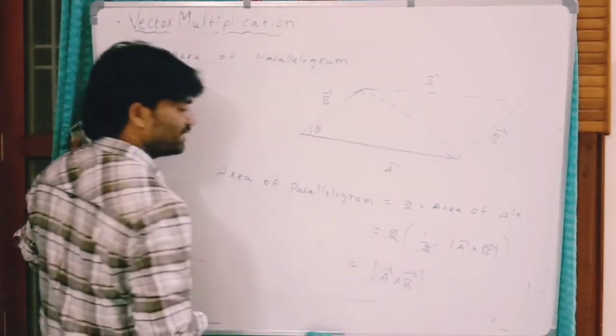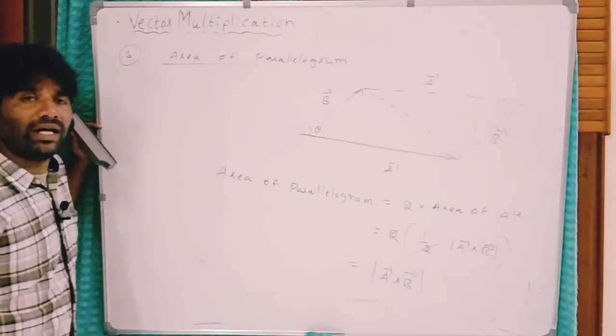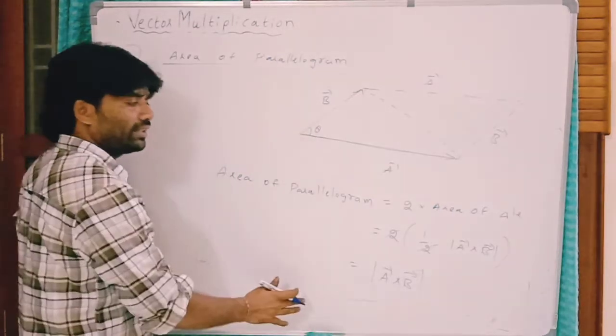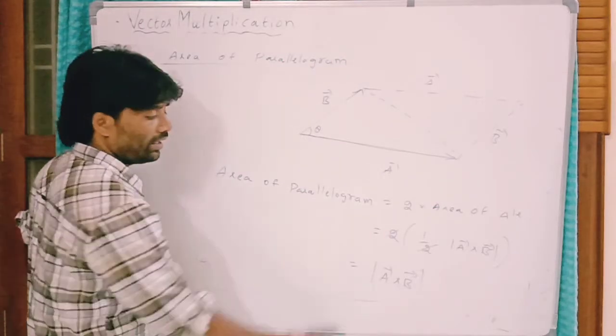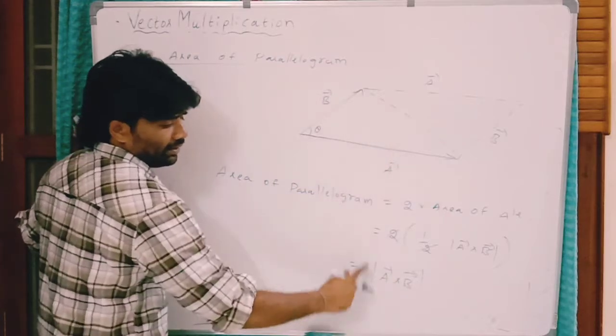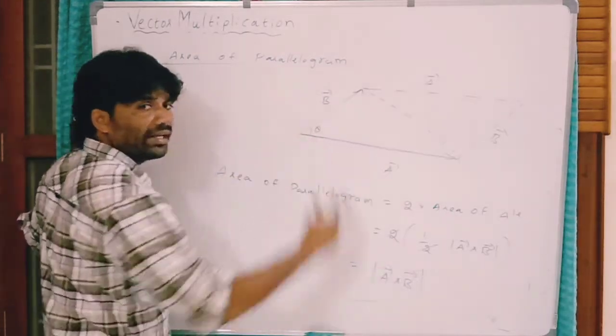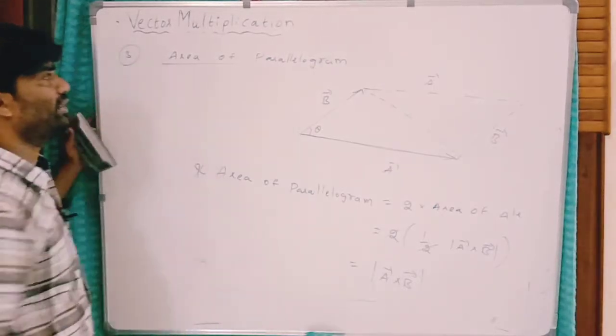If two adjacent sides of a parallelogram are represented by two vectors, then the magnitude of the cross product of those two vectors gives the area of the parallelogram. So half of A cross B gives the area of this triangle. The mod of A cross B gives the total area of the parallelogram. Remember this. This is important.